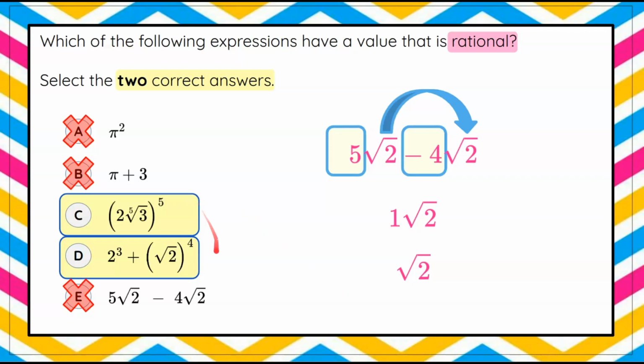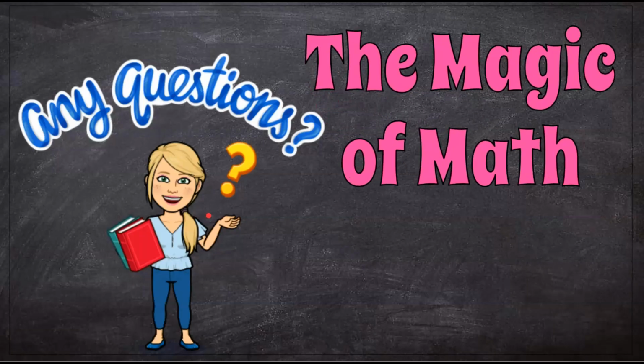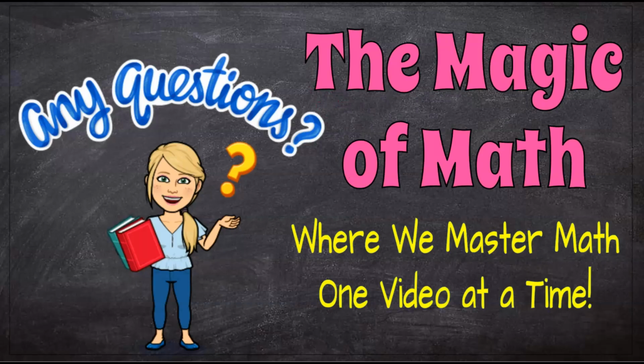So answers C and D are our rational expressions. And that is how we determine if an expression is rational or not. We're looking for pi, non-perfect squares, and non-perfect cubes.